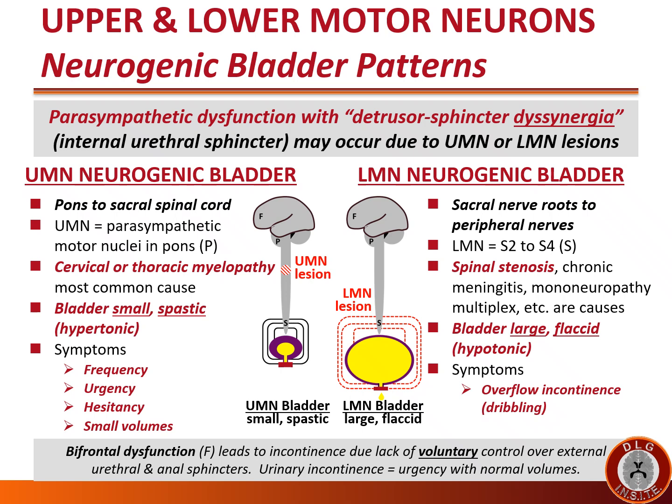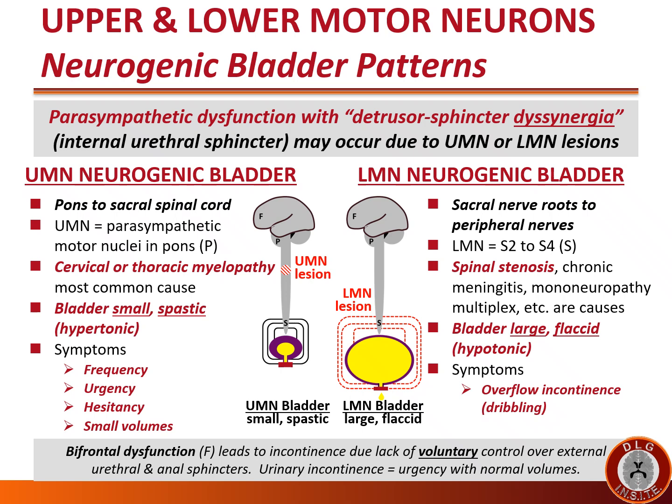So people with either upper motor neuron or lower motor neuron neurogenic bladders have a condition in which the bladder muscle is not working well with the internal urethral sphincter. Upper motor neuron lesions start in the pons and go down to the sacral spinal cord because the parasympathetics start in the pons. You cannot get an upper motor neuron neurogenic bladder from the cerebral cortex. That's not possible. You can get incontinence from there, but not upper motor neuron neurogenic bladder. We'll talk about that in a second.